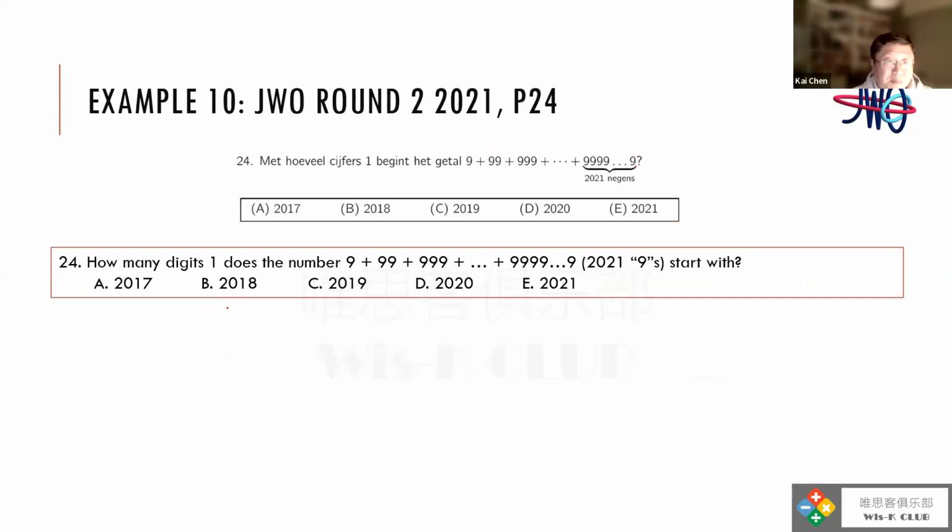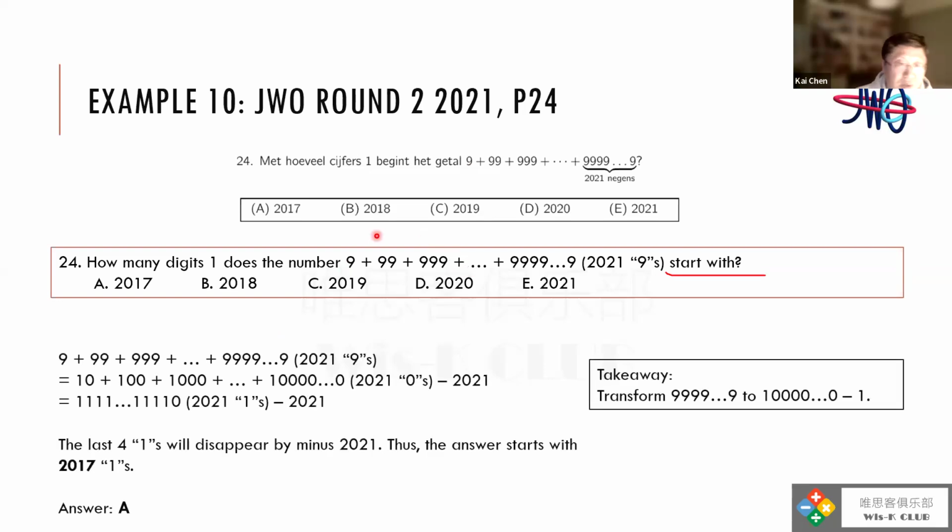Next one, how many digits does the number 9 plus 99 plus 999 and so on, up to 2021 nines, start with? Start with meaning that as a starting digit, how many ones are there? This one should be easier, because when you see something like 9, 99, 999, it's always easy to convert it to a power of 10 minus 1, right? Like 9 is 10 minus 1, 99 is 100 minus 1, 999 is 1000 minus 1. So you can do the same for each of the list of 9s.